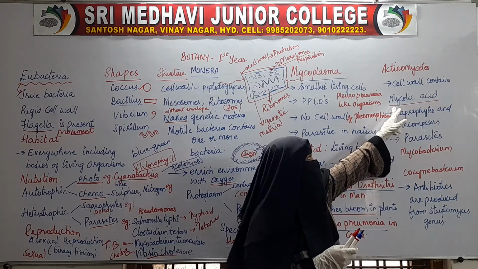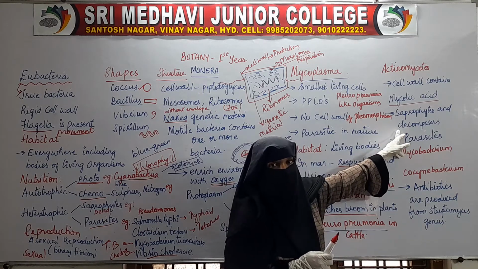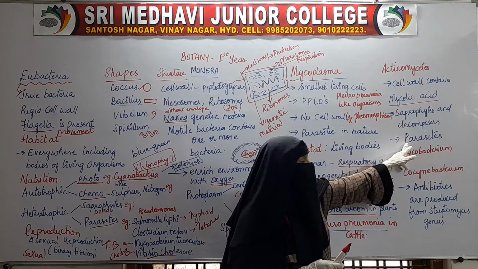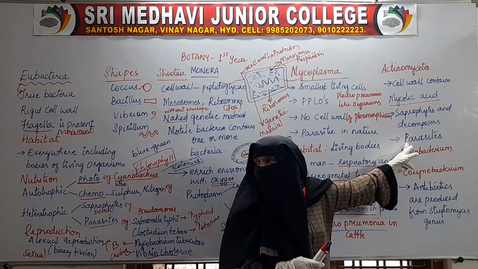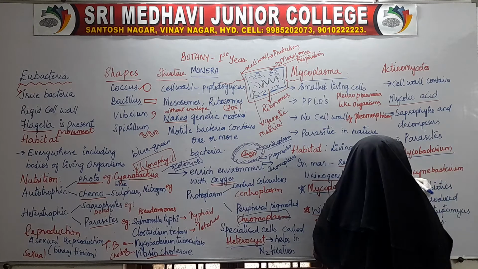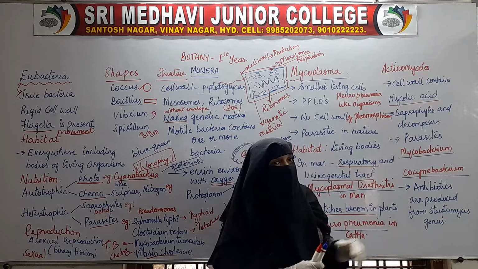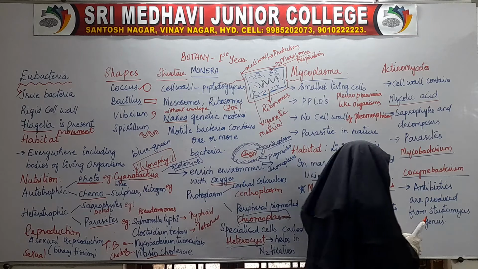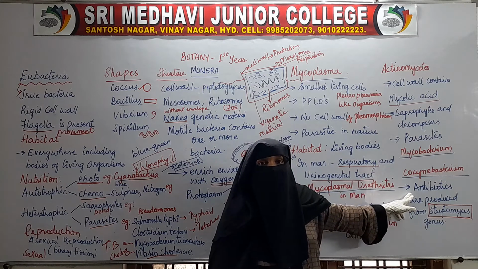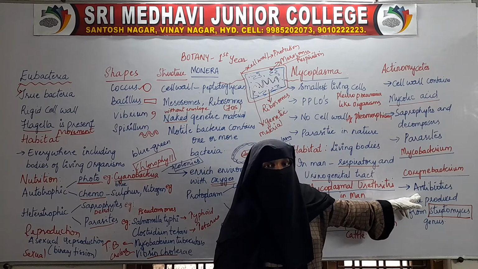Their cell wall consists of mycolic acid, and they are saprophytic in nature as well as parasitic. That is, they feed on dead materials, and they also act as parasites, living in the bodies of living organisms and causing diseases. Examples are Mycobacterium and Corynebacterium, which cause diseases. And the Streptomyces species of Actinomycetes help in the production of antibiotics.